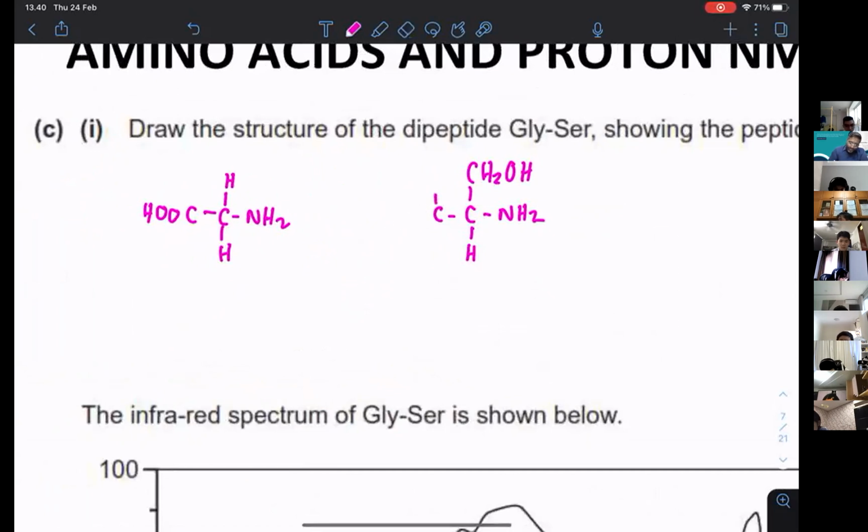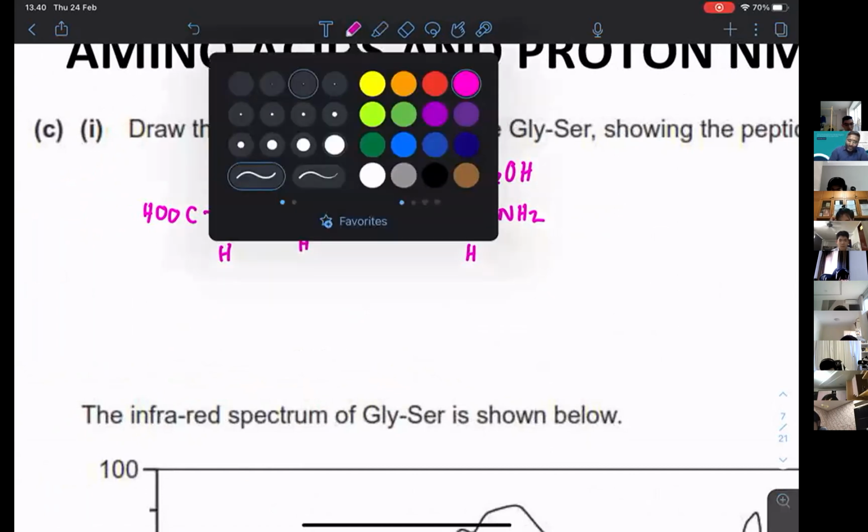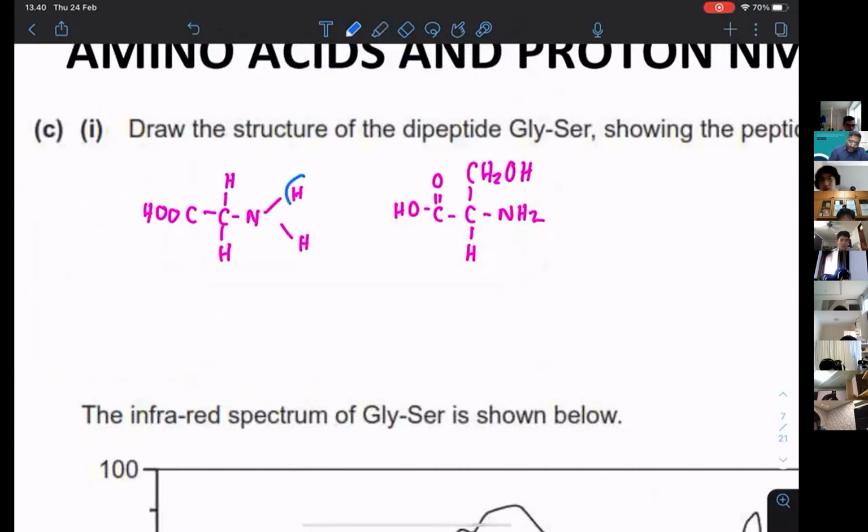If I want to draw the dipeptide, it's better if I draw like this: C double bond O, OH, and then I put the NH2 here, hydrogen and hydrogen. For a dipeptide, you just need to show only one product. The hydrogen is going to come from the NH2, and the OH is going to come from here. So water is going to come out. It's going to be condensation polymerization, which is the formation of an amide.